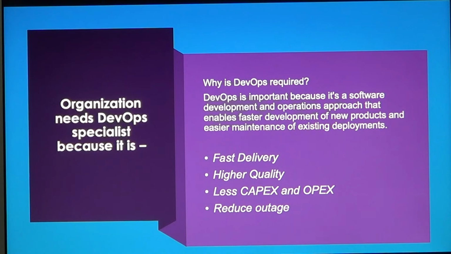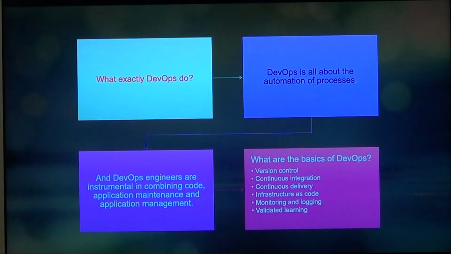But if you are using DevOps, it reduces the outage. That is the most important thing. Okay. Now what exactly does DevOps do? So DevOps is all about the automation process, and DevOps engineers are instrumental in combining code, application maintenance and application management.